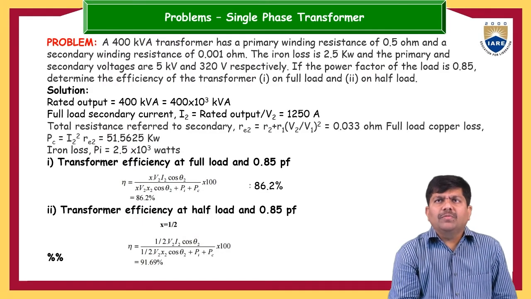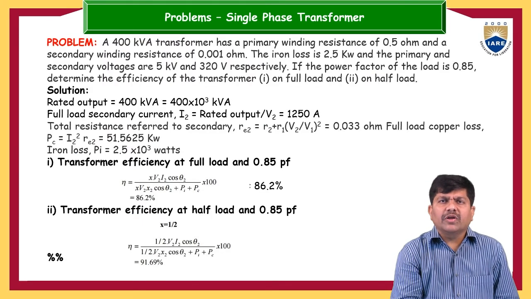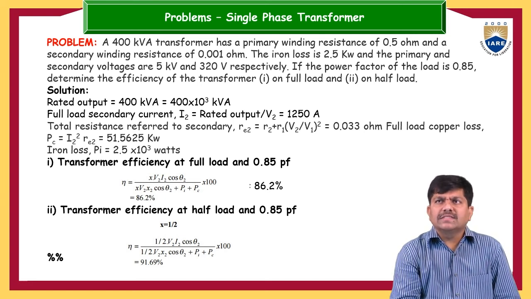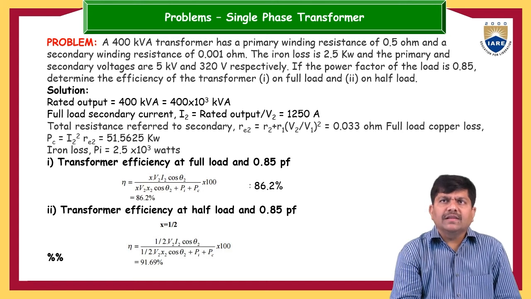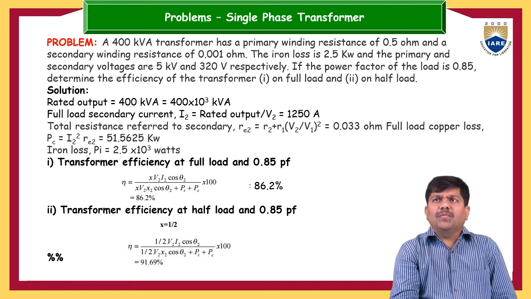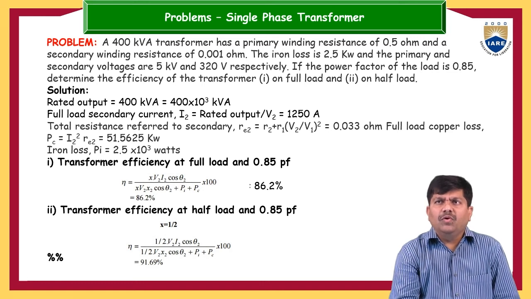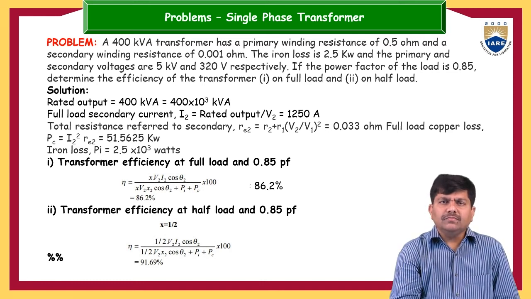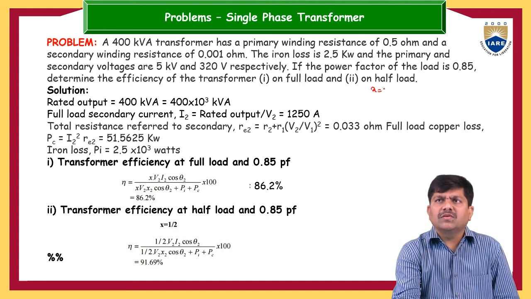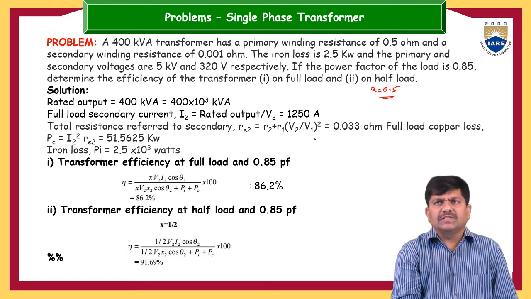And one more last problem in the transformer is about the efficiency calculation. A 400 kVA transformer has a primary winding resistance of 0.5 ohm and a secondary winding resistance of 0.001 ohm. The iron loss is 2.5 kilowatt, and the primary and the secondary voltages are 5 kV and 320 volts respectively. If the power factor of the load is 0.85, determine the efficiency of the transformer on full load and on off load. So this is the problem here. Full load means 100% load. Off load means x is equal to 0.5, because it is 50% of the load.